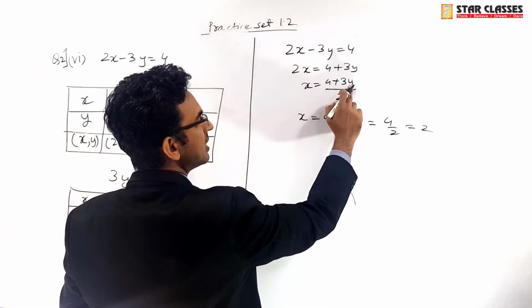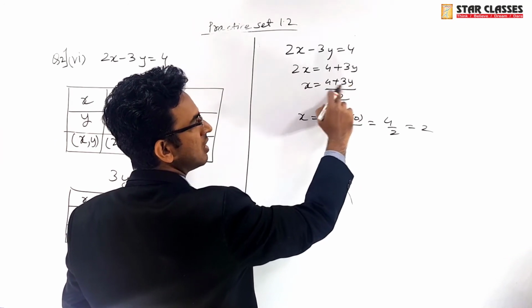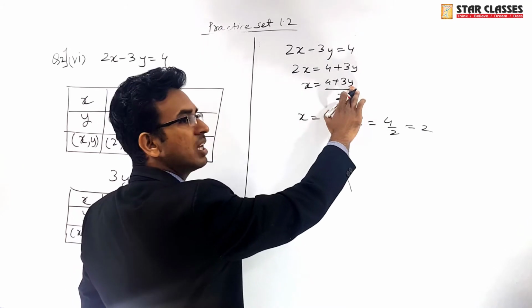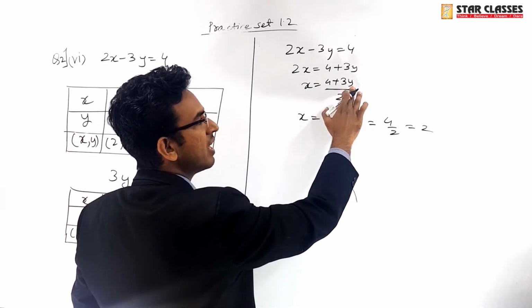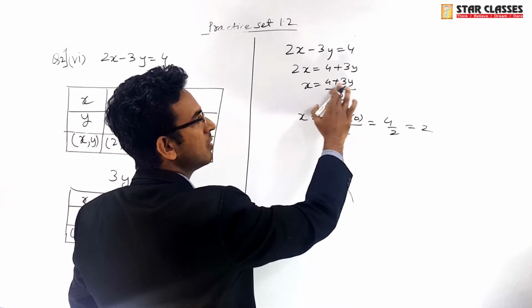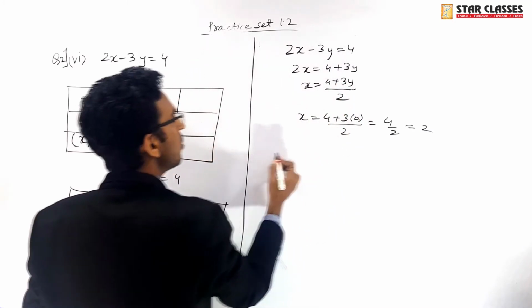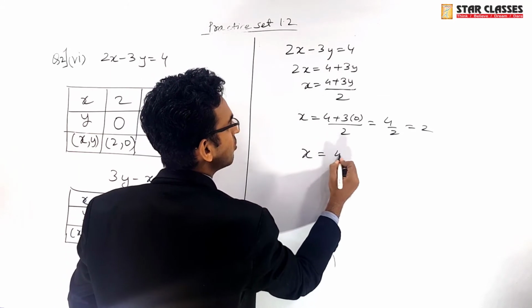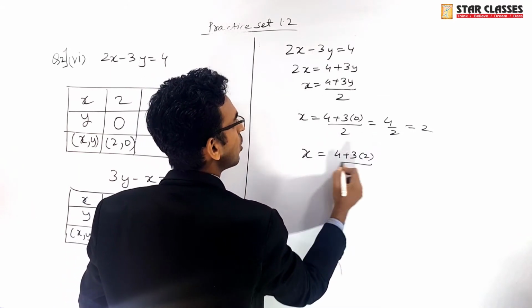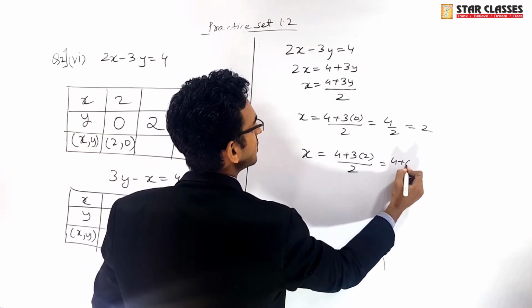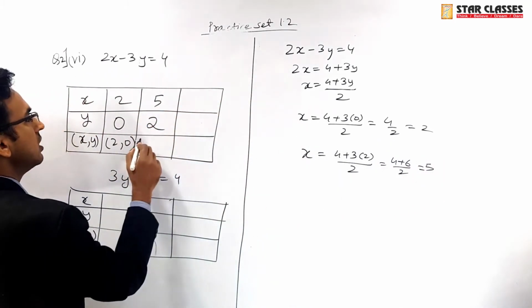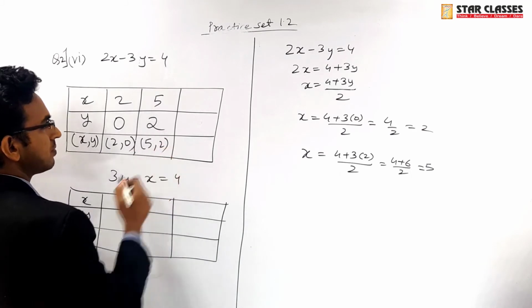If I take y as 1, this will be 3 ones are 3. 4 plus 3 is 7. So let us take y only even numbers, because if I take y as an odd number, x will become odd. Okay. So if I take y as 2, the equation will become x equal to 4 plus 3 into 2 upon 2, that is 4 plus 6 upon 2, that is 10 upon 2, 5. So this will become 5, 2.